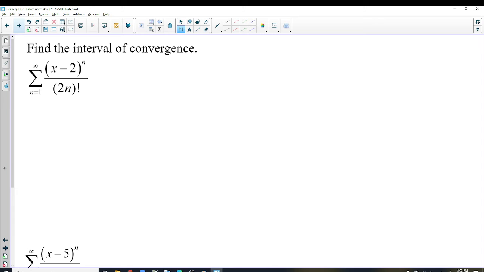Here we go. Turn it over. Give that one a try. Find the interval of convergence. You only have two choices. It's either not geometric, so you use the ratio, or it's geometric. One or the other.